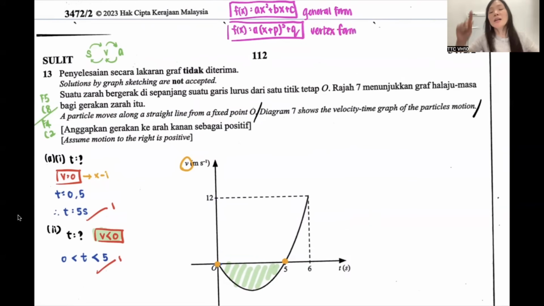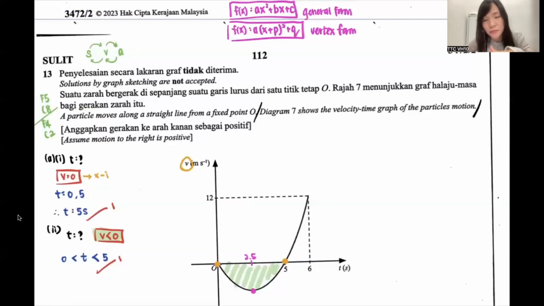Vertex form, remember? Just now, after completing the square, the one that you get is called vertex form. But this time, I don't think I am able to write vertex form, because vertex form must have a maximum or minimum. You only know the x here is 2.5, but you don't know the y value. So I don't think you are able to write vertex form.